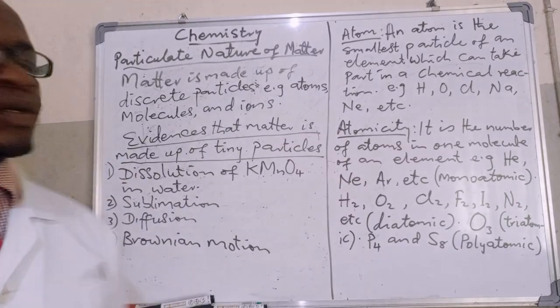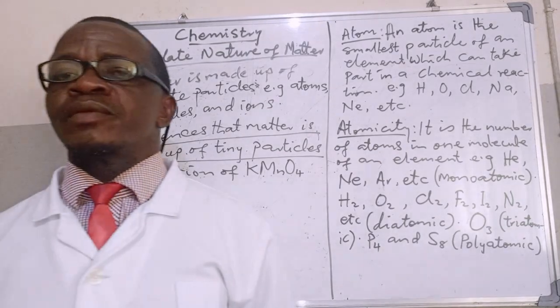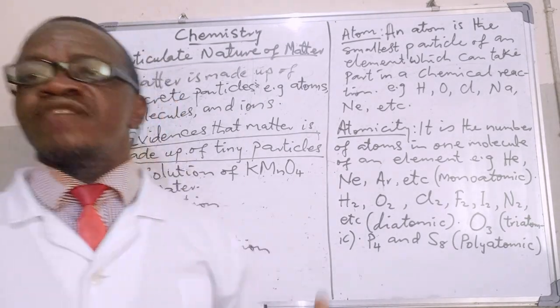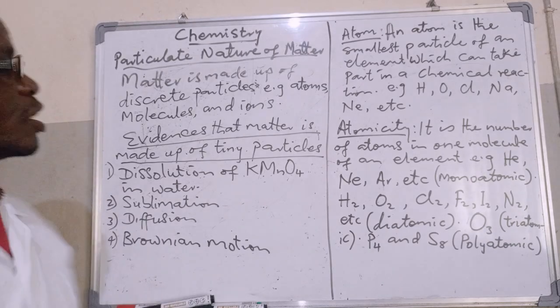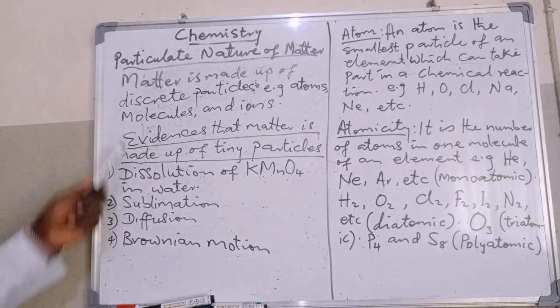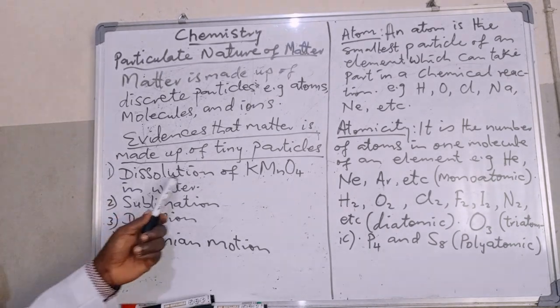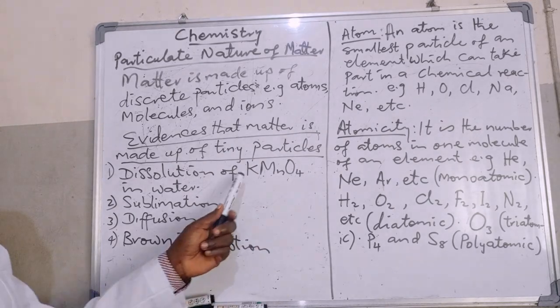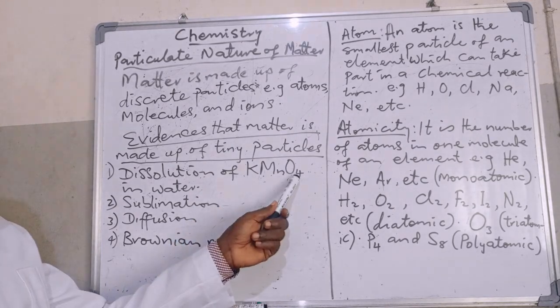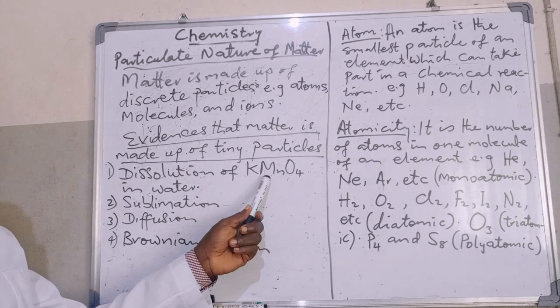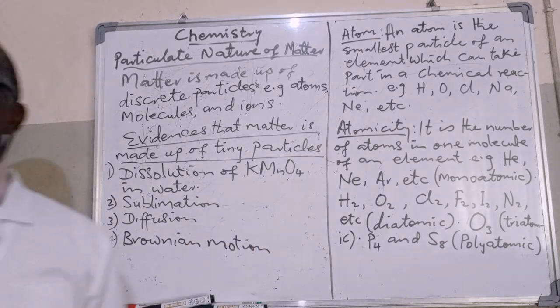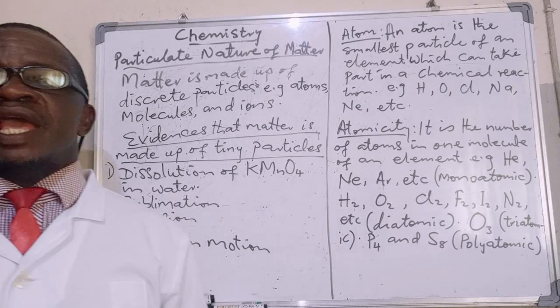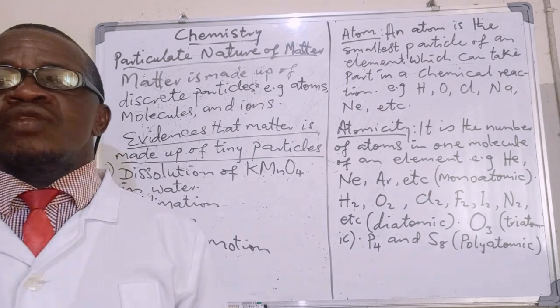Now, how do we know that matter is made of tiny particles? I have evidences to back it up. Now, let's look at the evidences. Number one, I have dissolution of KMnO4. That means potassium tetraoxomanganate(VII), a compound. Dissolution of KMnO4 in water.